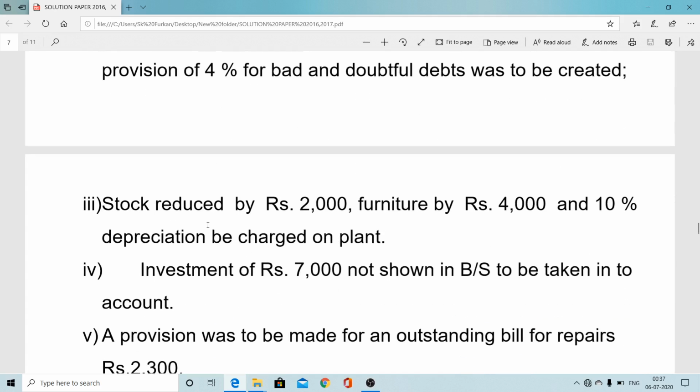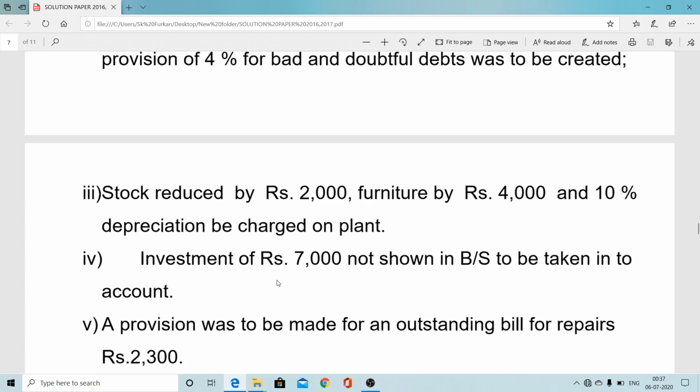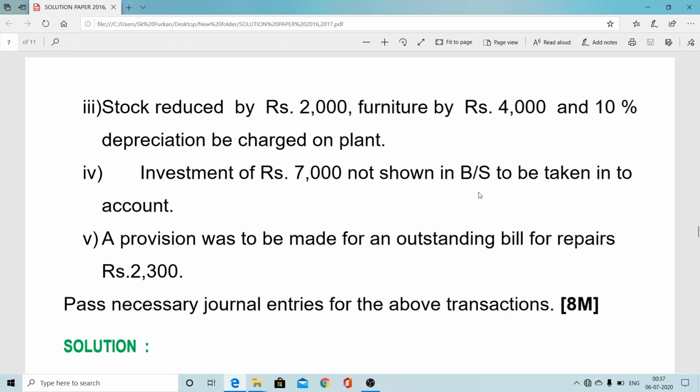Now, next adjustment: stock reduced by 2,000, furniture by 4,000, and 10% depreciation charged on the plant. These are all asset value decreases, so revaluation account debit to the respective asset for the respective amount. Investment amount will be 7,000, not shown, it is an unrecorded asset. So investment account debit to revaluation account. A provision was to be made for the outstanding bill for repairs, which is 2,300.